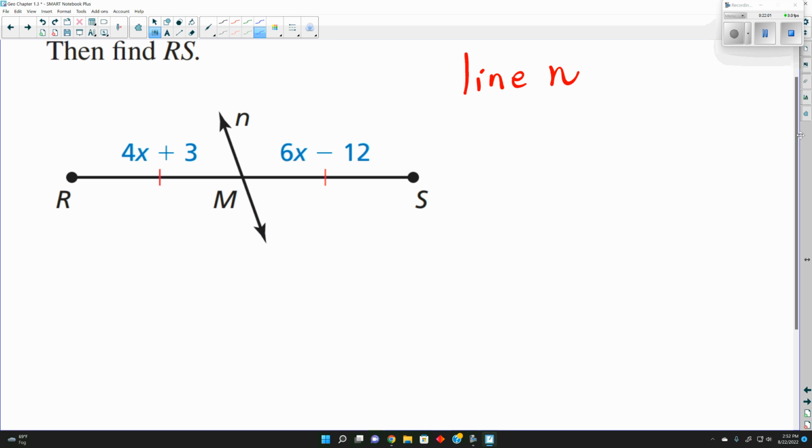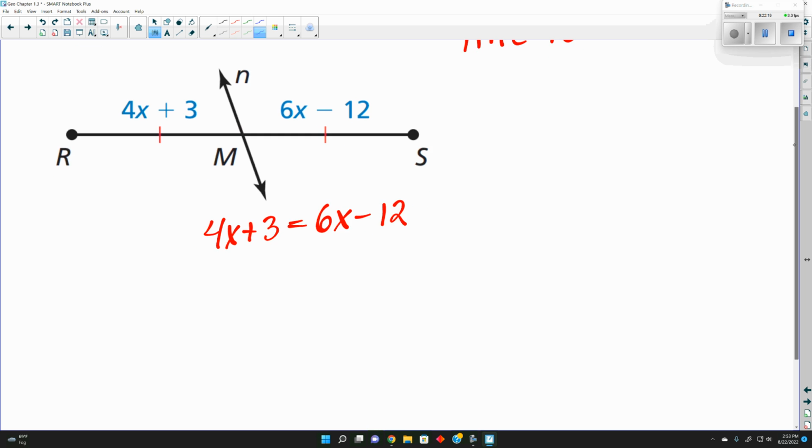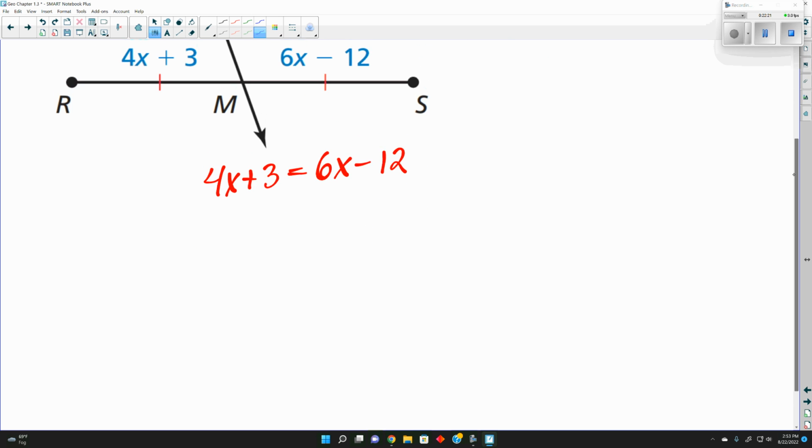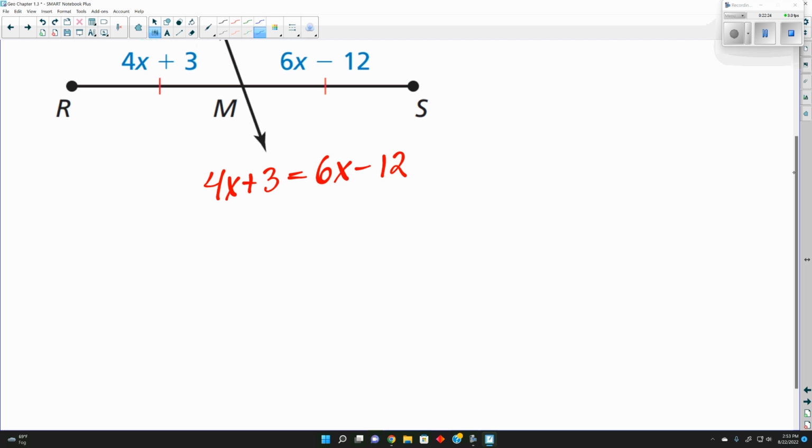Now at this point here, we know that this whole line's cut in half, so the two segments would be equal to each other, or that 4x plus 3 is going to equal 6x minus 12. Questions on this so far? Now we just need to solve for the value of x.